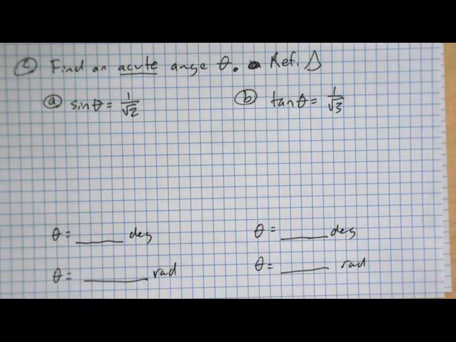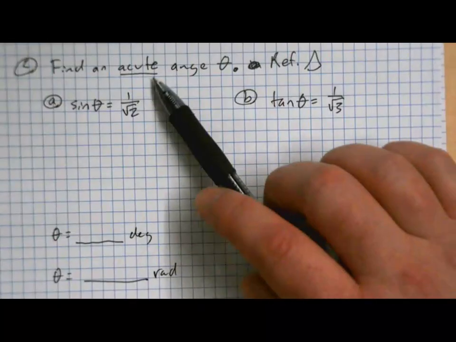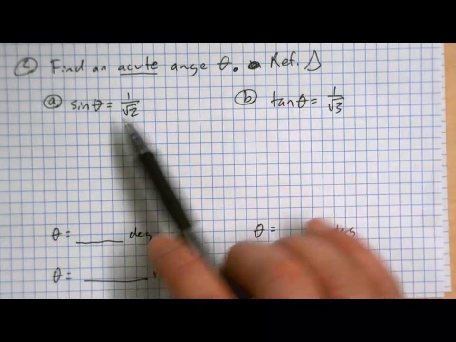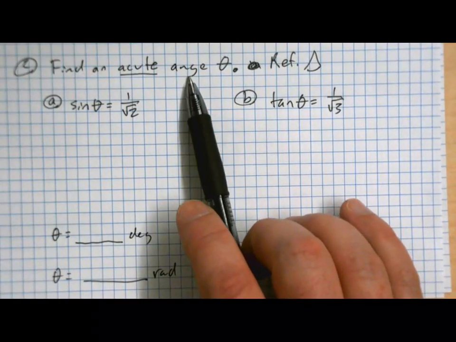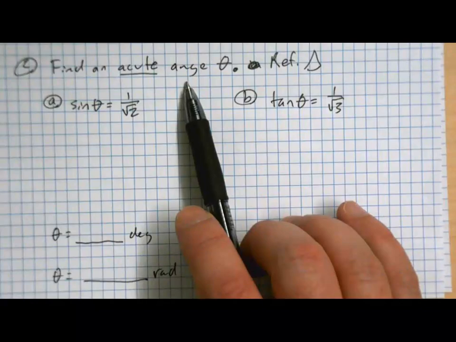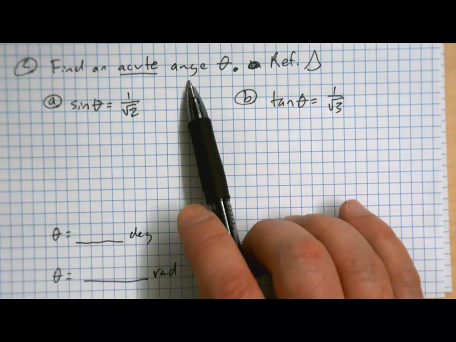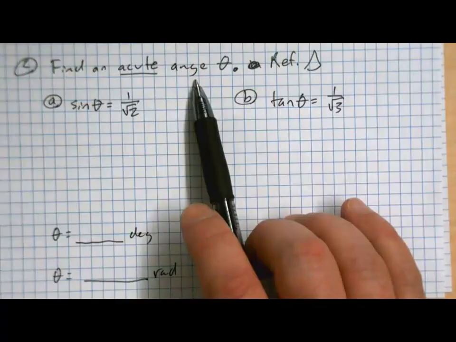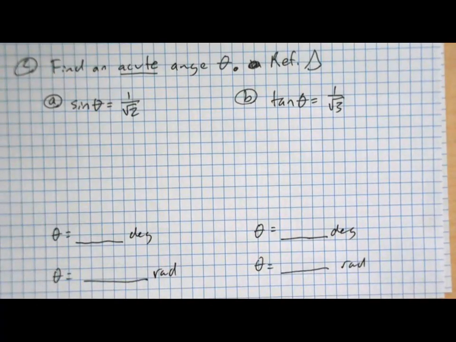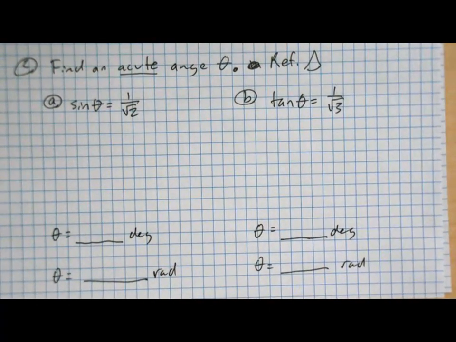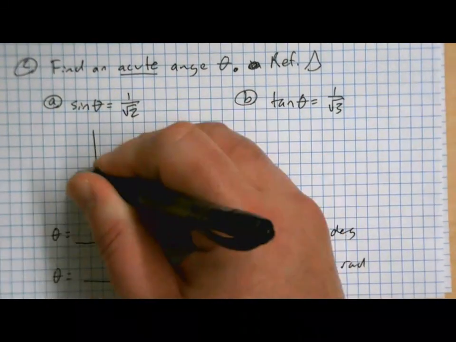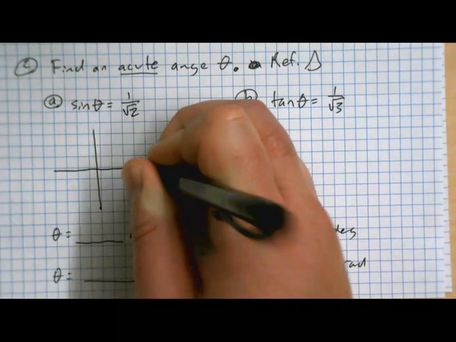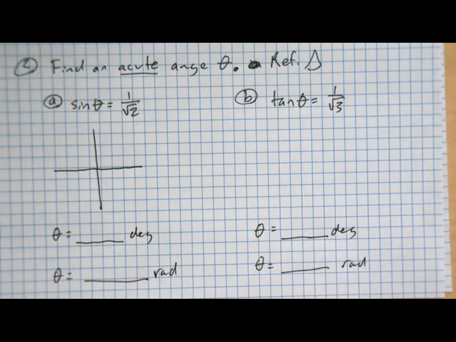That acute is underlined because why is that important? What does that tell us about our reference triangle? What is an acute angle? Between 0 and 90. So where's our reference triangle going to be for both of these problems? It's got to be in quadrant 1. If it's an acute angle, it's got to be in quadrant 1. Acute angles are angles between 0 and 90.